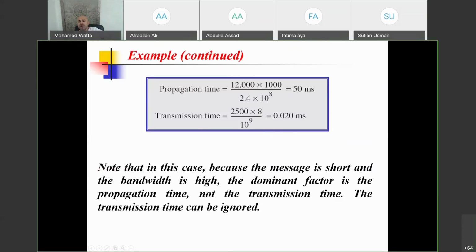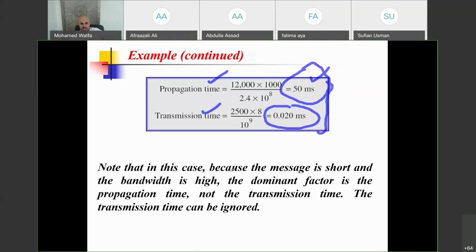You can see which one is dominant. We have two delays. Which one is affecting our performance? Which one is more important, transmission or propagation, in this question? Propagation, yes. In this question, propagation is taking more time than transmission. Why? Because our message was really short. Our message was only 2.5 kilobytes, which was nothing.